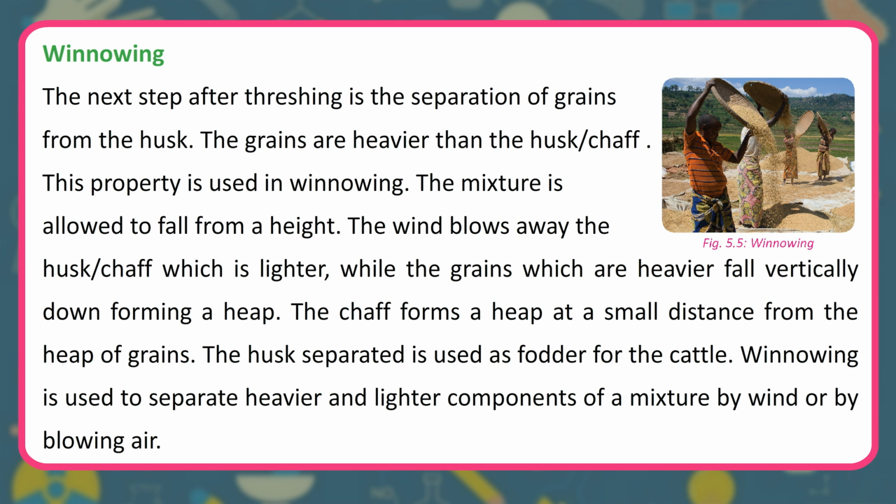The wind blows away the husk/chaff which is lighter, while the grains which are heavier fall vertically down forming a heap. The chaff forms a heap at a small distance from the heap of grains. The husk separated is used as fodder for the cattle. Winnowing is used to separate heavier and lighter components of a mixture by wind or by blowing air.